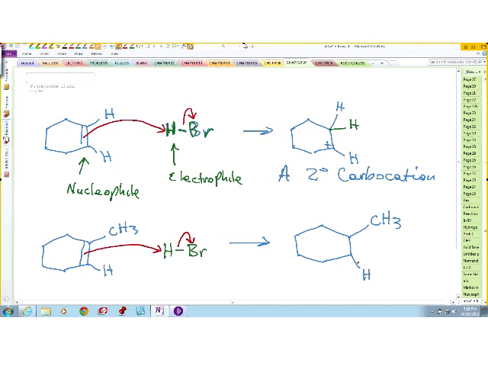This hydrogen was here before. And then the new hydrogen that is added is on this carbon. Okay? At this point, that hydrogen only comes to this carbon here. It doesn't go to this carbon, because at this point, we are forming a tertiary carbocation.